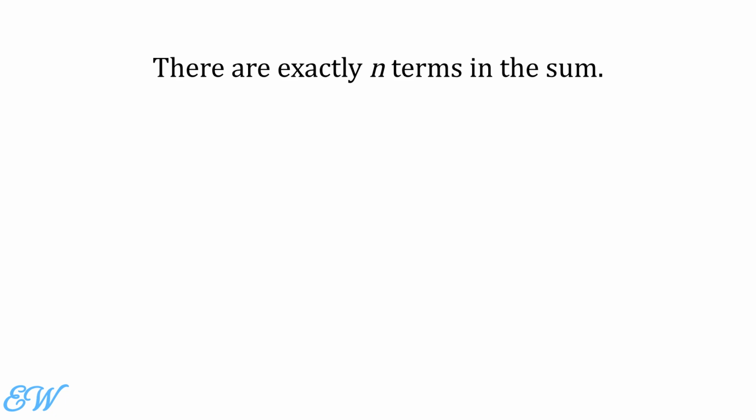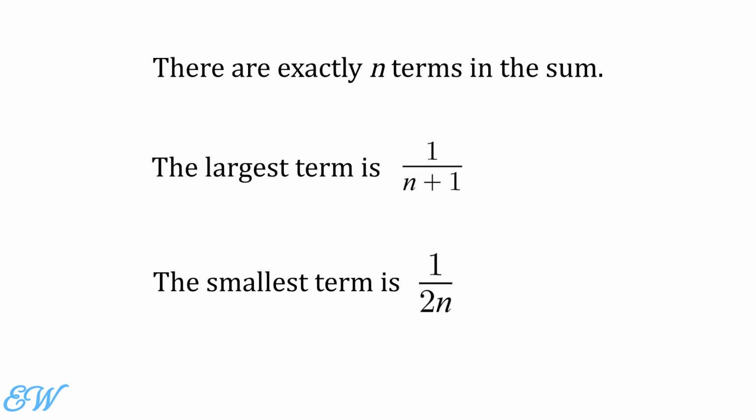So there are three things that we need to list out before we start solving this question. The first of which is that there are exactly n terms in the sum. This means that from 1 over n plus 1 to 1 over 2n, there are exactly n terms. We know that the largest term is 1 over n plus 1, because the larger the denominator gets, the smaller the fraction in this sum. From the same logic, we can figure out that the smallest term in the series is going to be 1 over 2n.